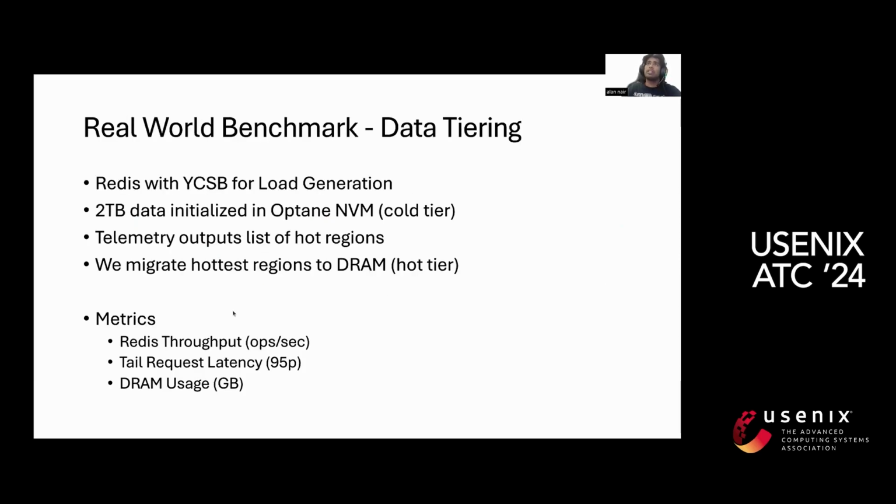We also evaluate Telescope on an end-to-end setup where the telemetry is used to perform memory tiering on a tiered memory system. The workload here is the Redis key value store with YCSB to generate load. The working set size is 2 terabytes. We shall monitor the Redis throughput and the tail latency of requests to quantify the impact of telemetry on the workload, and we shall also look at the amount of data migrated to DRAM to quantify the effectiveness of the telemetry.